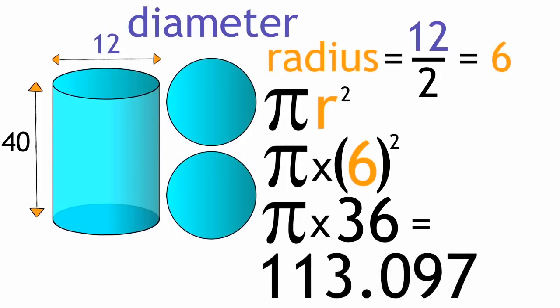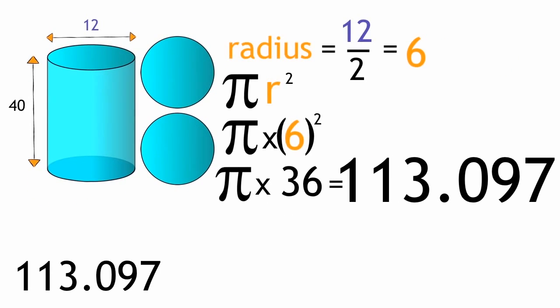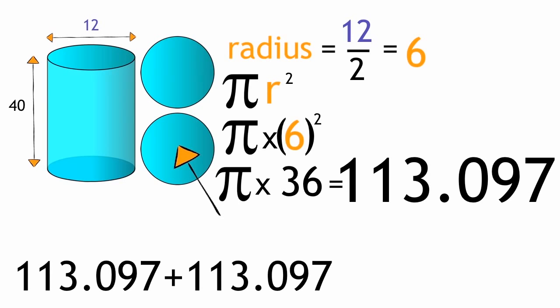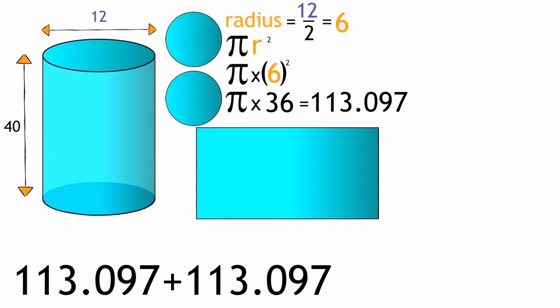113. And then there's two of those, because that's here and here from the top and the bottom. So I want two of those. So at the bottom we've got 113.097.